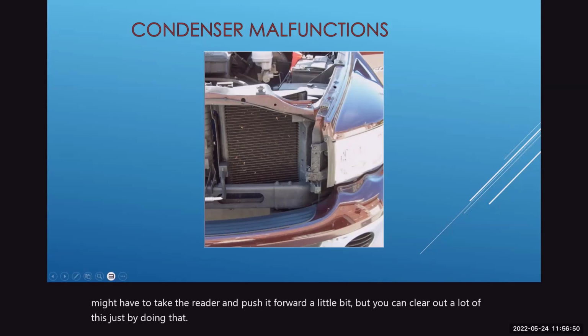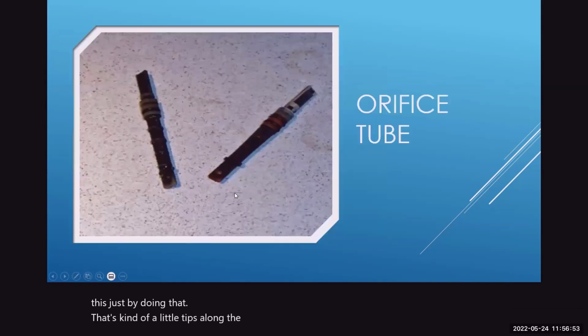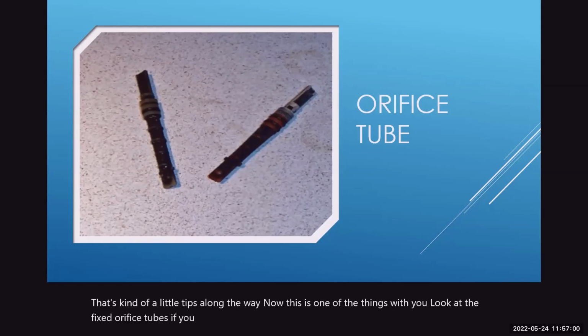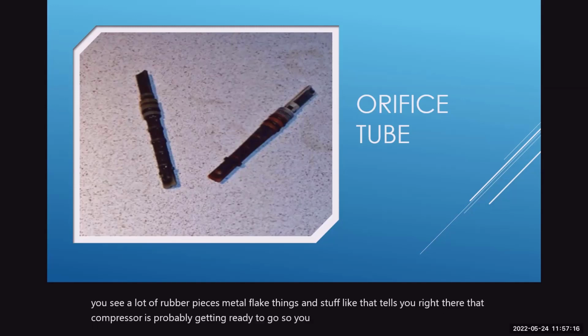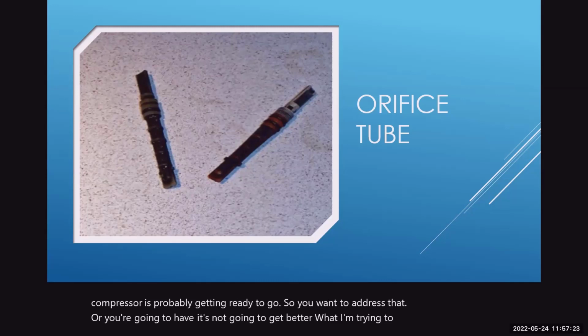That's kind of a little tips along the way. Now, this is one of the things, if you look at the fixed orifice tubes, if you take them out to inspect them, you can see a lot of what's going on. If you see a lot of rubber pieces, metal flakings and stuff like that, that tells you right there that compressor is probably getting ready to go. So you want to address that, or it's not going to get better, is what I'm trying to say. It's just going to get worse.